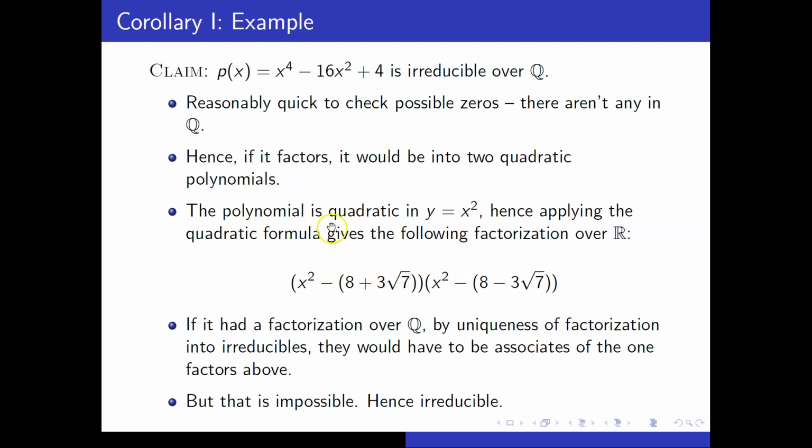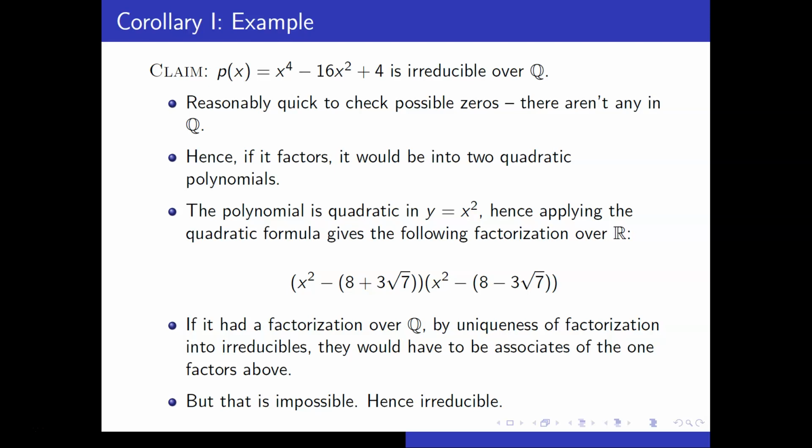Or on the other hand, if you notice, this thing is quadratic in x squared. So if I were to substitute y in, this would be y squared minus 16y plus 4. So that being the case, I could use the quadratic formula to find the values of x squared that would make it 0.